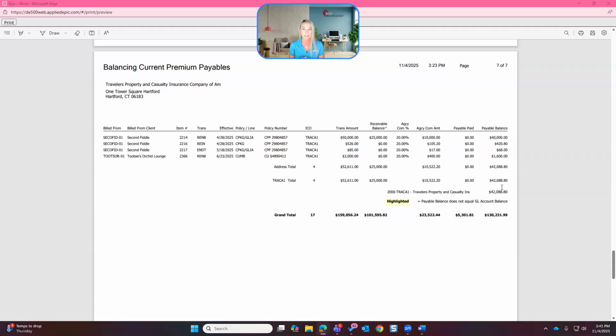If you do have a situation where you've identified a problem that's happening routinely, make sure you correct that action in your agency with your staff, but also don't forget to run your reports to make sure that you're looking at things on a regular basis. Check out your aged premium payables, your balancing current premium payables, match things to your balance sheet. Definitely use your status of accounts to do any type of deep dive and research into the forensics so that you can find out what needs to be fixed.